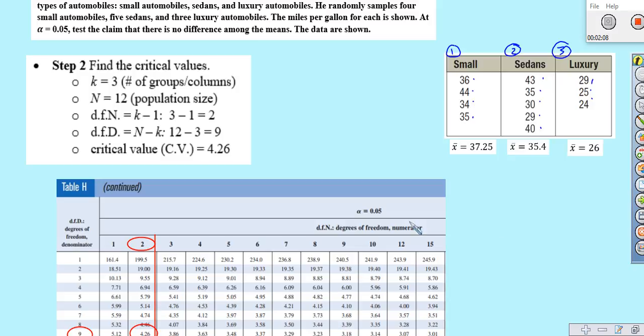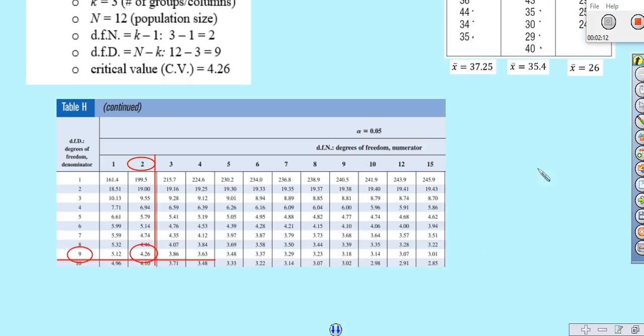When you're using Connect Math, you just click on the table button and scroll down and find table H. If you happen to purchase your textbook with the company also, then you can go to the back of the book in Appendix A, and inside of Appendix A you'll find table H.